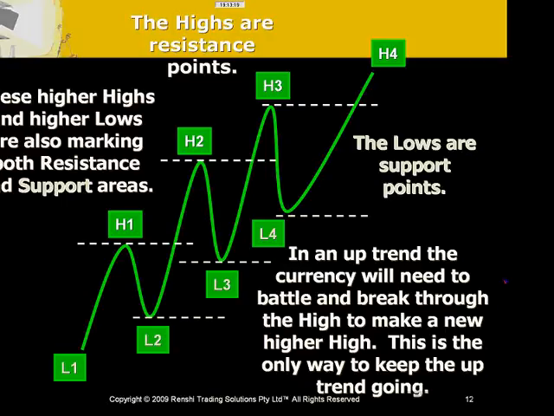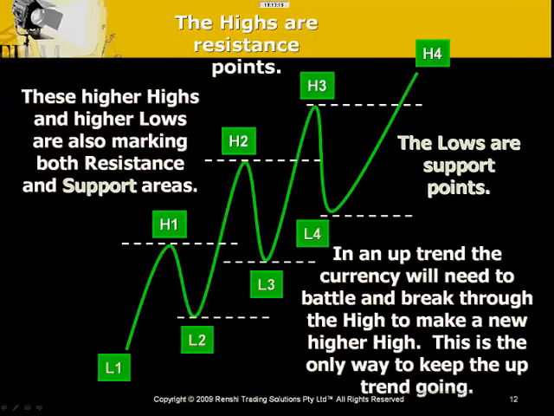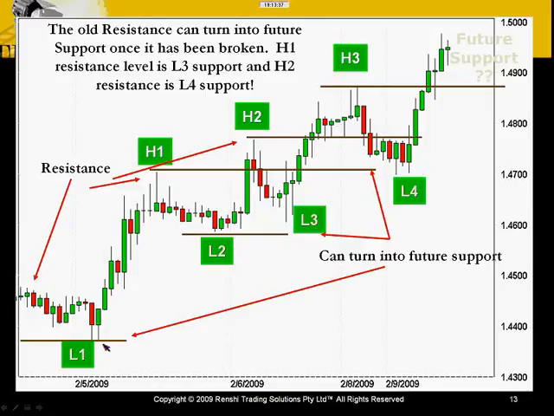So in an uptrend, the currency will need to battle and break through the high to make a new higher high. This is the only way to keep the trend going. Here we have, just horizontalize. I call that the battle area, or the war zone, because a lot of times it'll just come up to it, especially when there's been a fair drive to it, like 40, 50, 60 pips or so. A lot of times the war zone will happen, and it'll just battle around. In this case, it's come back down and retested this area. It hasn't come all the way down, but done a retest and then pushed back through the war zone.